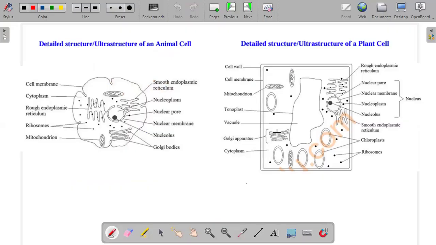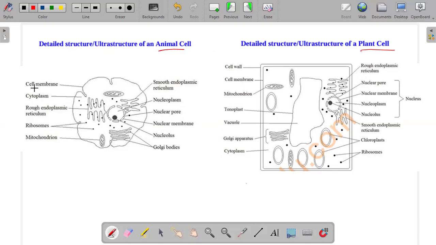Okay, so now let us look at this on a more detailed scale. When you view the cell using an electron microscope, you see more parts, or more details in the cell. So those details are here. On my left here we have the animal cell, and on the right we have the plant cell. They still have similar structures, but also differ.